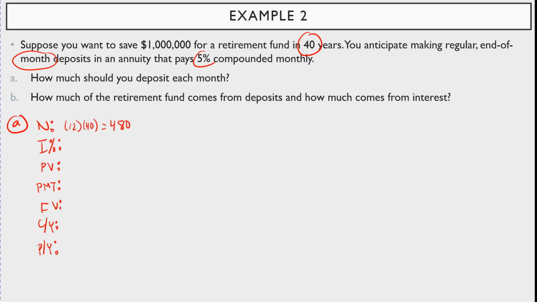What was the interest rate? 5%. So now here's the thing. You want to save $1 million. You want, in the future, 40 years from now, $1 million. Your present value is zero because you have no money in it. How much do you need to deposit each month? That's what we're solving for, your payment. And then in the future, you want $1 million. And then compounded monthly, and regular end of month payments, 12.